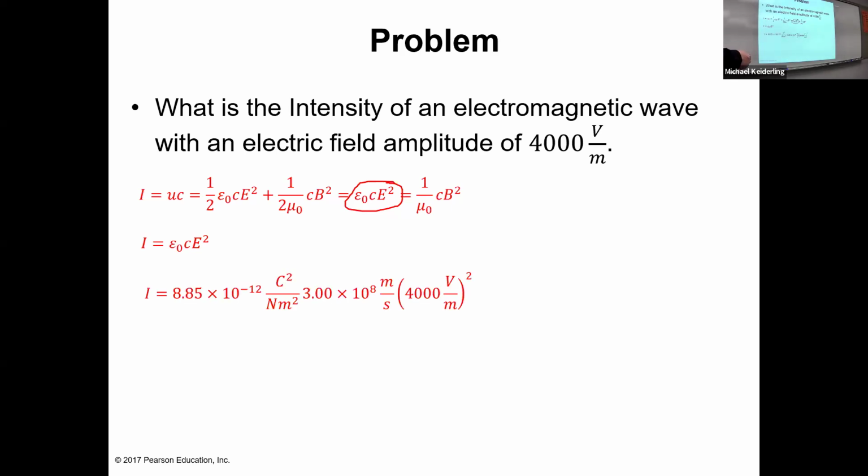So 8.85 times 10 to the minus 12 coulomb squared per newton meter squared times 3 times 10 to the 8th meters per second times 4,000 volts per meter quantity squared gives us 4.284 times 10 to the 4 watts per square meter.